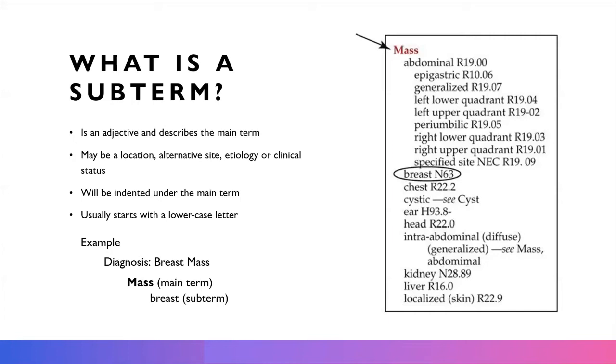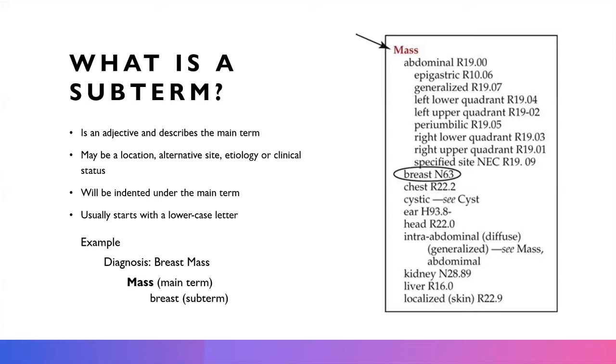Subterms are adjectives that describe the noun. Subterms are indented under the main term, and this indicates that they pertain to the main term, and they also help identify variations of the main term. An example of this would be that there are many different types of pain. So the subterms indented under the main term pain would describe the various types of pain. Another example would be mass. There are many different types of masses, so the subterms indented under the main term mass would describe the various types or sites of mass.